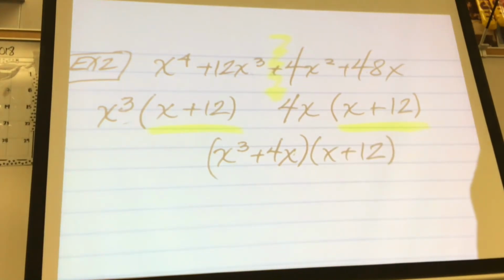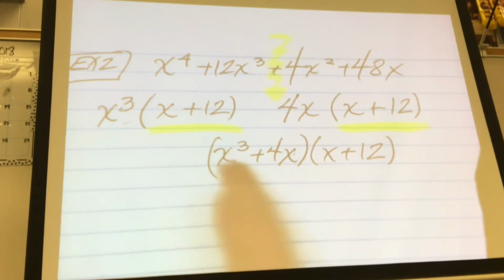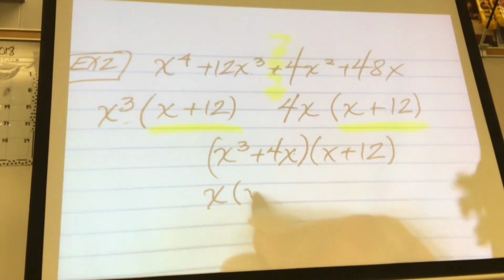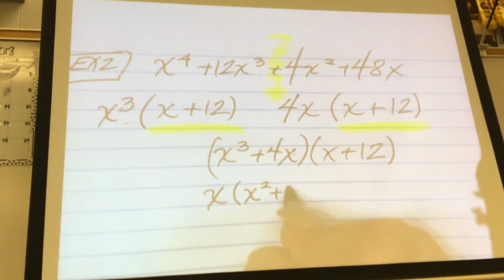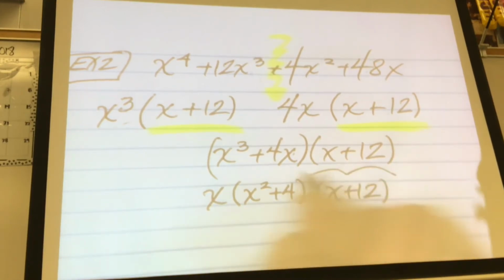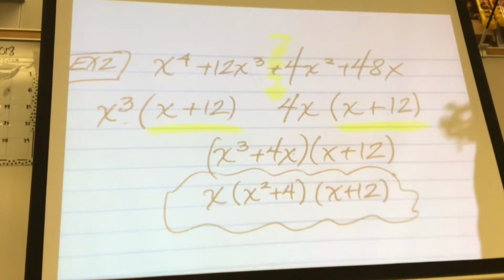You see it? But is this factored completely? What can I take out of here? Mina, are you with me? Is this factored completely? Cyan, what can I take out of an x cubed and a 4x? Good. Take out an x, and what are you left with? X squared plus what? 4, and then x plus 12. Now it's factored completely.